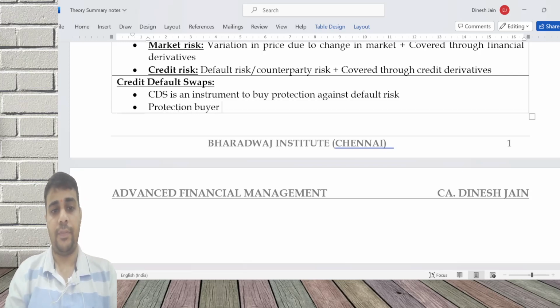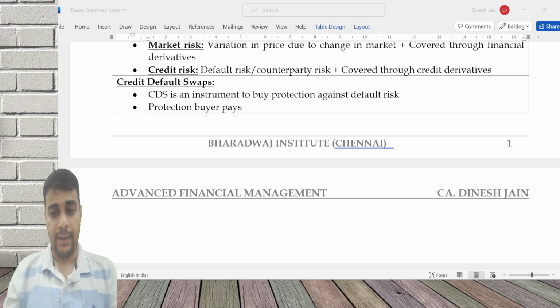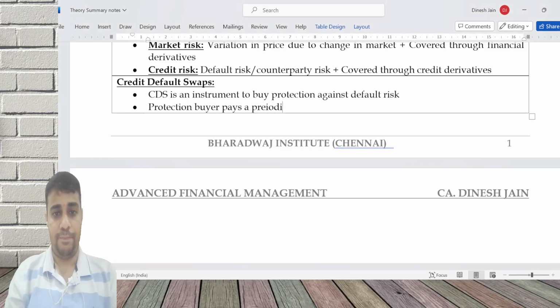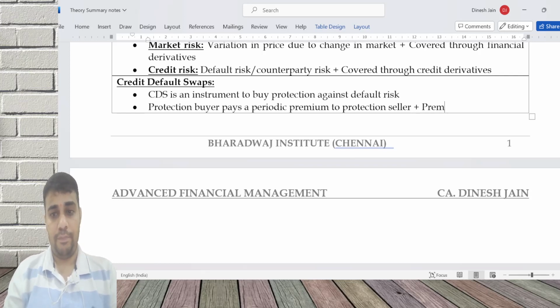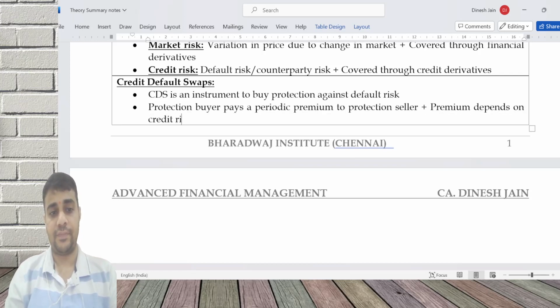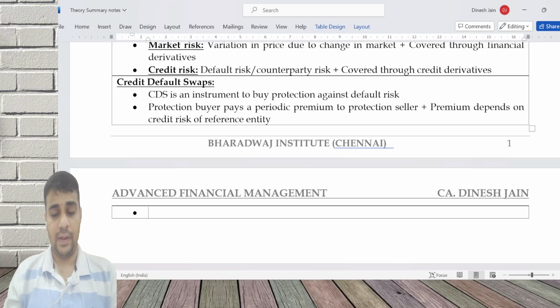Protection buyer pays a periodic premium to protection seller. Premium depends on the credit risk of the reference entity.